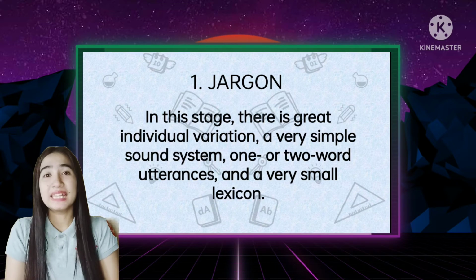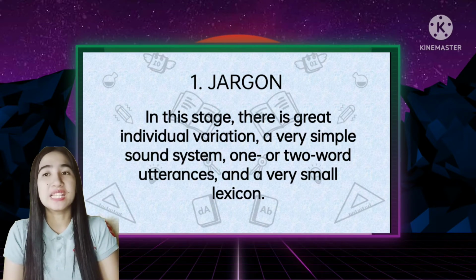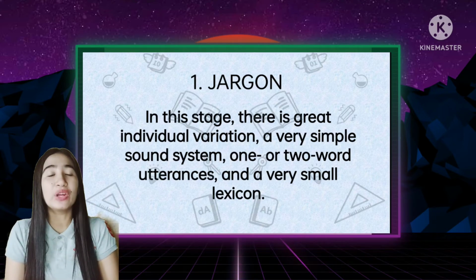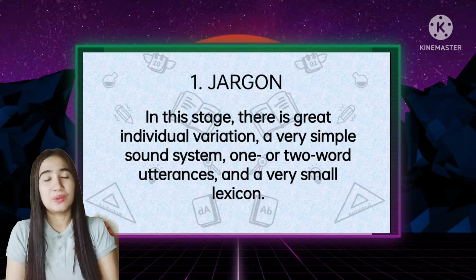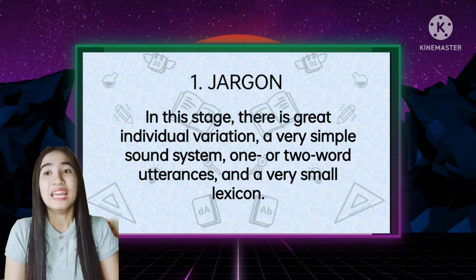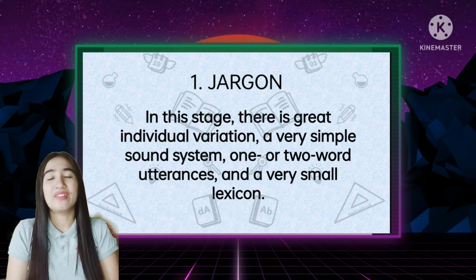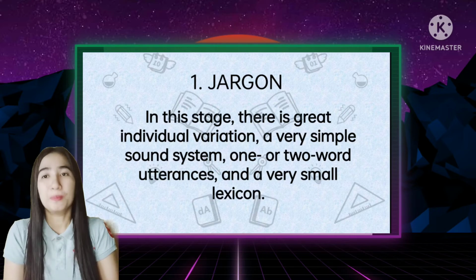Jargon: in this stage, there is a great individual variation, a very simple sound system, one or two word utterances, and a very small lexicon. This is self-explanatory because we all know that jargon is one or two word utterances. So, jargon is the first classification of pidgin.